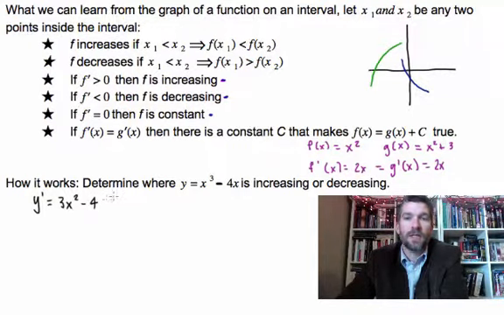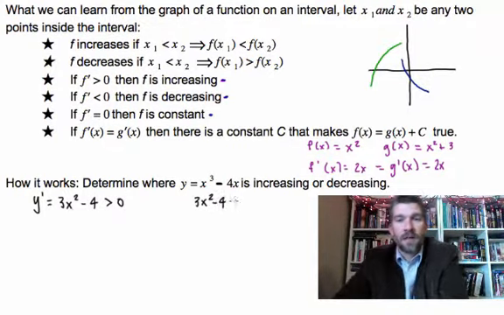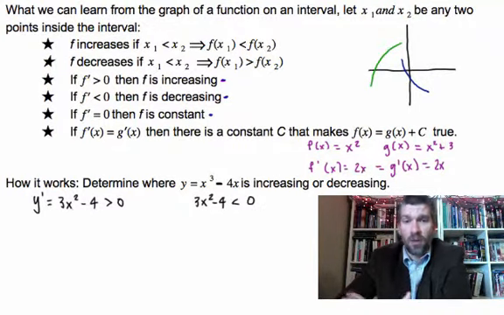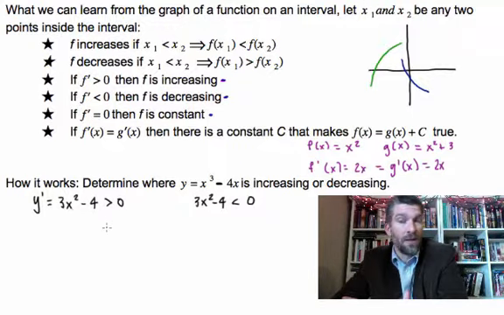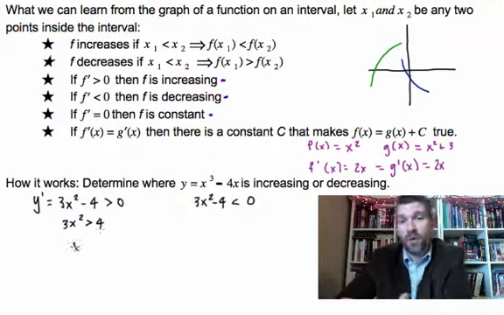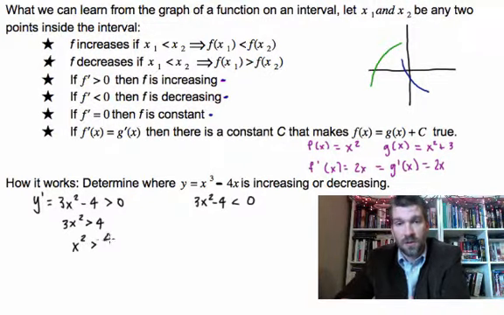Okay, well, let's check out this example down here on the bottom. X cubed minus 4x. We want to know where this is increasing or decreasing. It's really easy. Find the derivative, 3x squared minus 4. Set it to be greater than 0 and set it to be less than 0. And where those things happen, that's where your original function increases or decreases.